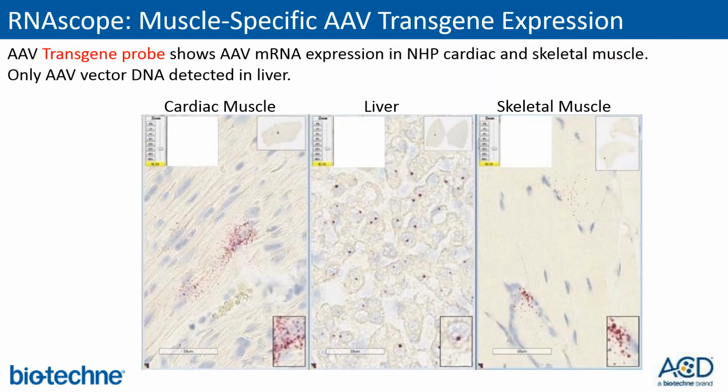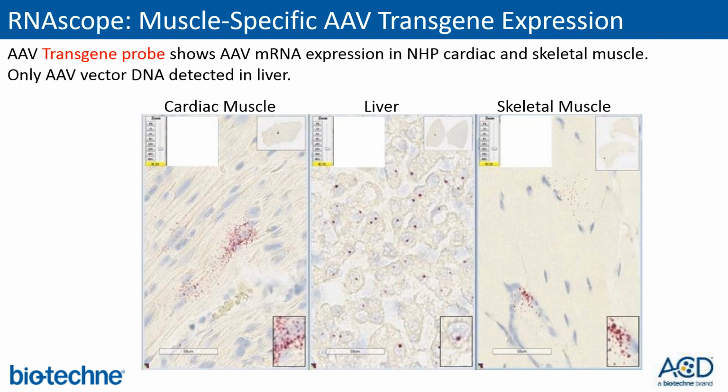As a transition to a related topic, I first want to re-emphasize the point that a probe to an AAV transgene will generate both RNA and DNA signal. Shown here is muscle-specific AAV transgene expression, where you can see in the three panels very clear RNA signal in the cardiac muscle and skeletal muscle on the right and left, and in the middle, clear nuclear DNA signal where the transgene is not being expressed.